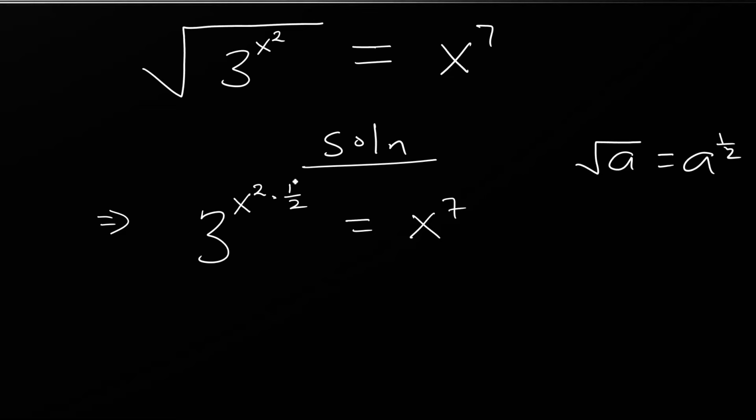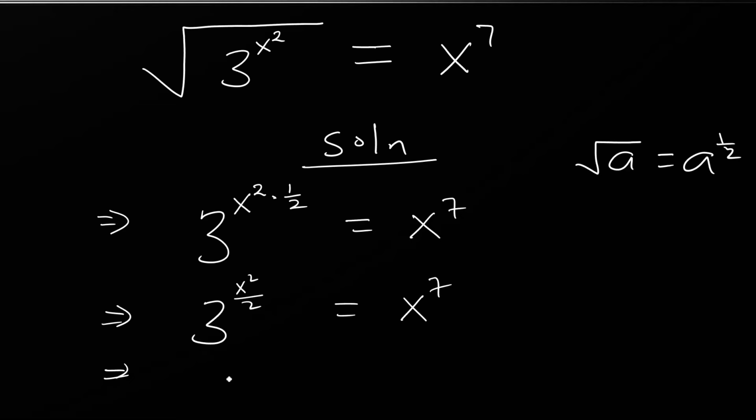Now, x squared times half is the same as 3 raised to x squared on 2, equals x to the power 7. The next thing is to bring the powers down, and we have no option but to take log on both sides. So let's introduce the natural log. I'll take ln on both sides.